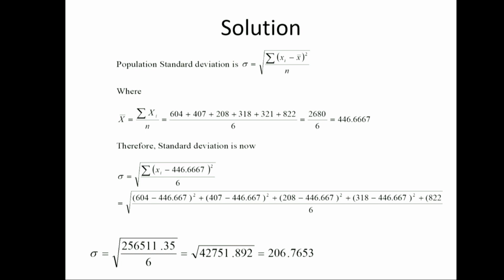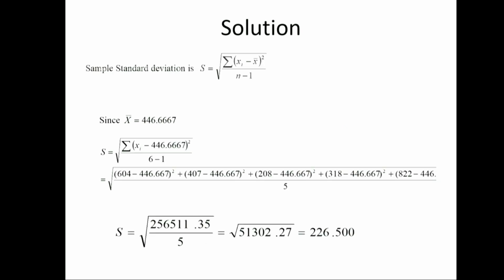Now let's look at the sample. For the sample, the only difference is that you need to deduct 1 from n, from the denominator. Our denominator is 6, because we have six students concerned. So you deduct 1. Rather than dividing by 6, you now divide by 5. That's just the difference. So the sample variance was 51302.27. By the time you take the square root to obtain the sample standard deviation, we are going to have 226.500. So that is the end of the standard deviation.